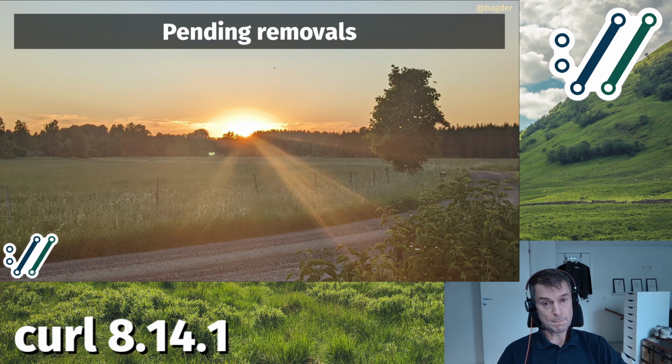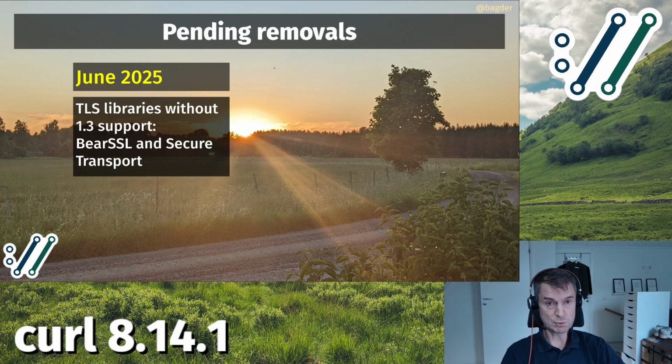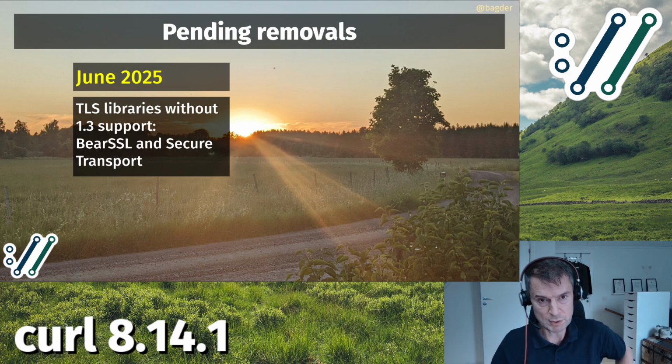Exactly as in the previous release presentation I did, I just want to mention stuff that we're going to remove that is pending. This is June 2025, right? So it's June 4th today. This is going to happen this month, actually after we open the feature window again. We will remove support for BearSSL and Secure Transport as TLS backends in curl. They don't support TLS 1.3. Secure Transport is deprecated by Apple. BearSSL is not likely to go anywhere.